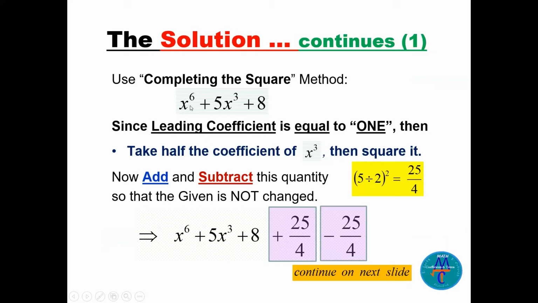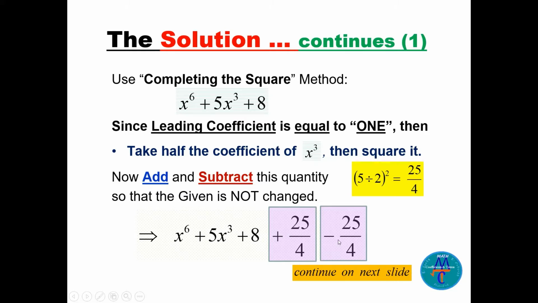Let's use completing the square on this expression. So the leading coefficient should be 1, and it is already 1 here, 1 times x to the power 6. Now let's take half the coefficient of x cubed. 5, take half of it, will be 5 over 2, which is 5 divided by 2. Square it, you get 25 over 4.